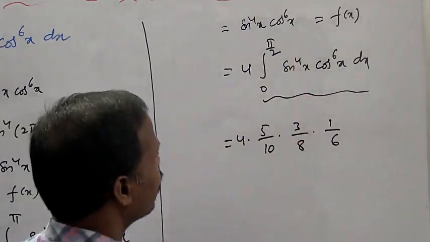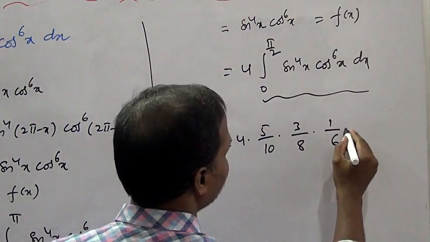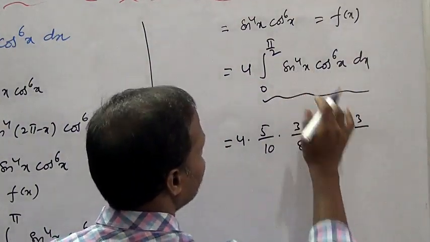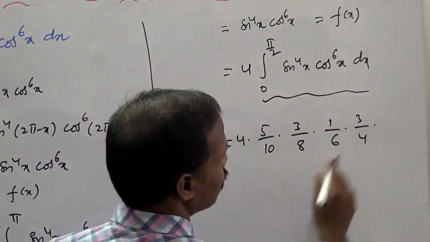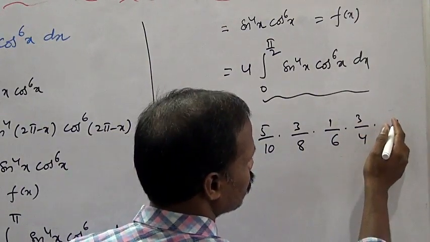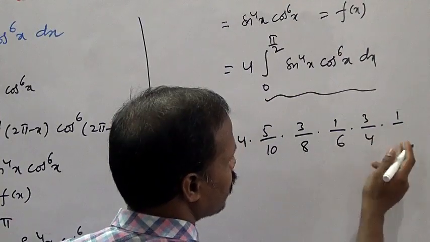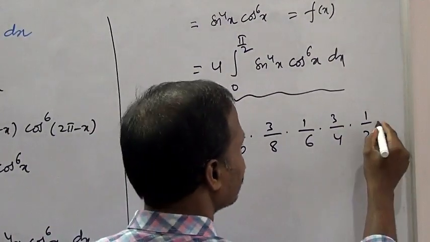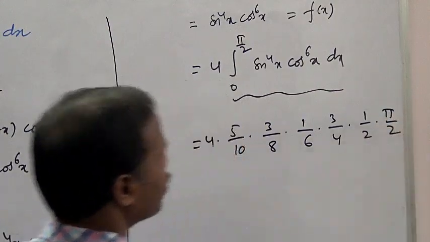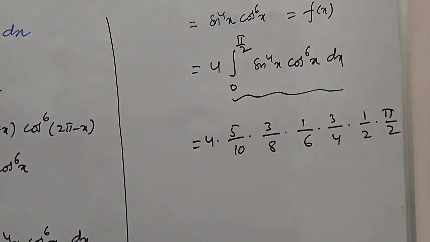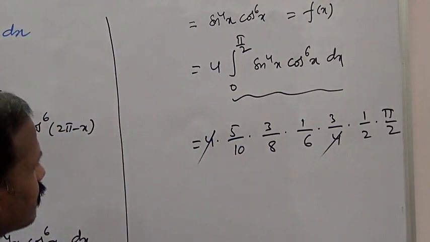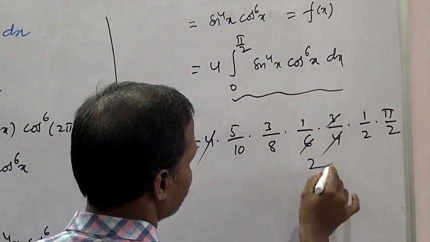Start the reduction for m, that is m minus 1, 3 by m, 4. So 3 minus 2 is 1, 4 minus 2 is 2. If you get 1 by 2, what you have to do is multiply this with pi by 2. Now the 4 will be cancelled. 3 1s are 3, 2 2s are 4.